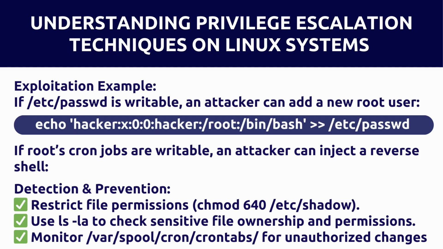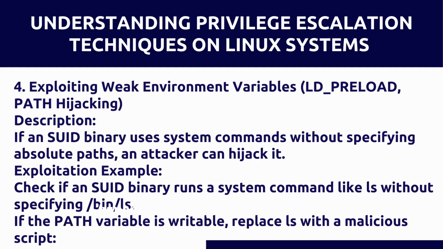Then by monitoring for what unauthorized changes. Number 4, we have exploiting weak environment variables. Description: if a SUID binary uses system commands without specifying the absolute path, an attacker can hijack it. Exploitation example: check if a SUID binary calls a system command like ls without specifying /bin/ls. If the PATH variable is writable, replace ls with a malicious script. And that is what we have in the line of code below.